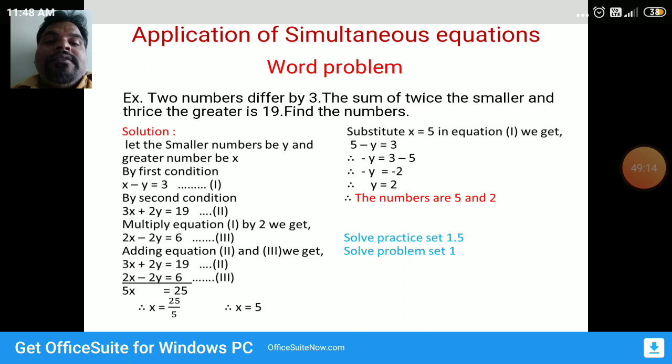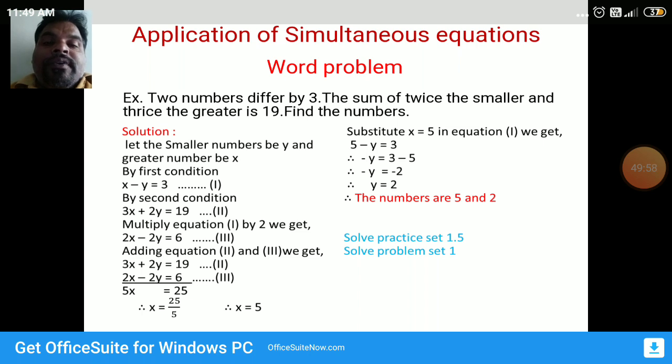In the two equations, the coefficient of y is 1 in the first equation and the coefficient of y is 2 in the second equation. You can equate the coefficient of y by multiplying equation 1 by 2. We get the equation 2x minus 2y is equal to 6. Now solve equations second and third. Adding equations third and second, the second is 3x plus 2y is equal to 19, and the third is 2x minus 2y is equal to 6.